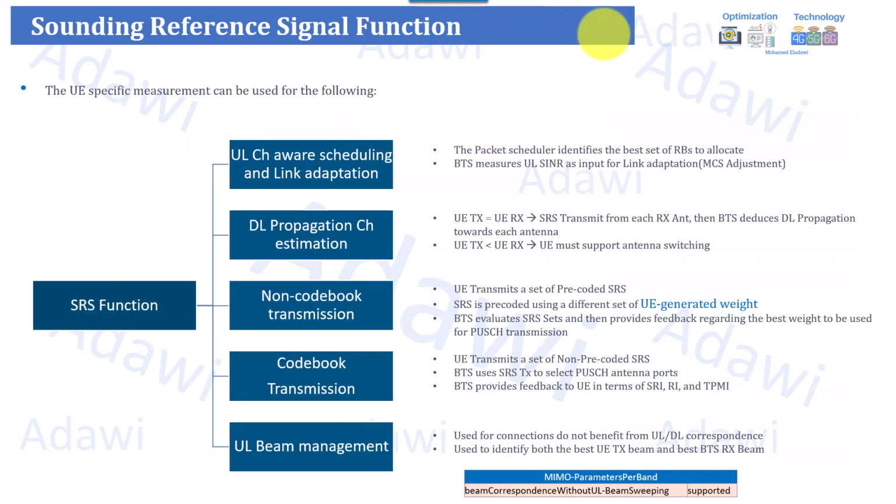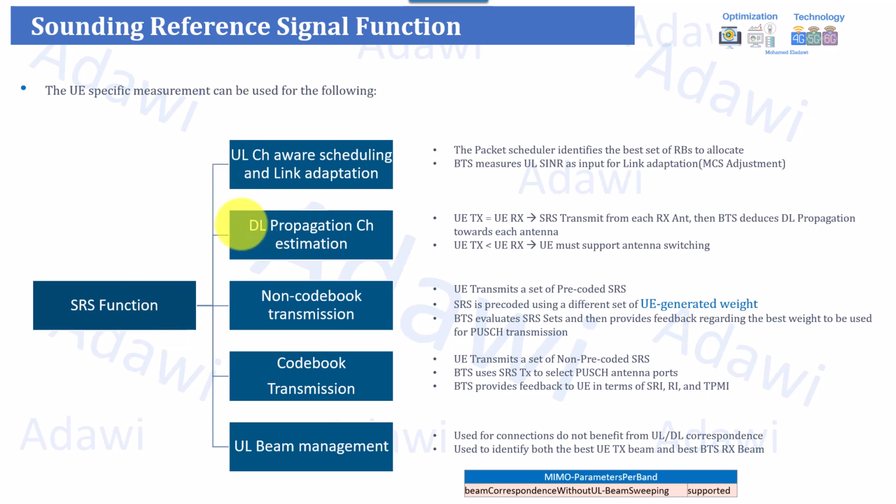Before going into the details of uplink sounding or uplink beamforming in general, I would first like to recap the main functions of the sounding reference signal. If you remember, we have covered this in multiple previous sessions. In general, the SRS is transmitted in the uplink from the UE to the gNB, and the gNB estimates the uplink channel propagation and also the downlink channel propagation based on the SRS transmission.